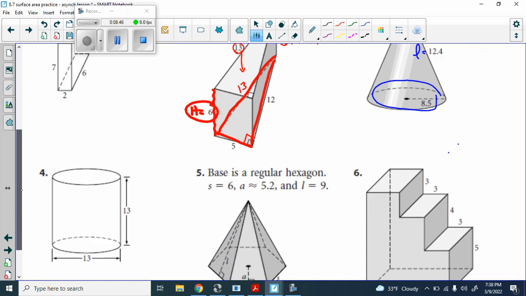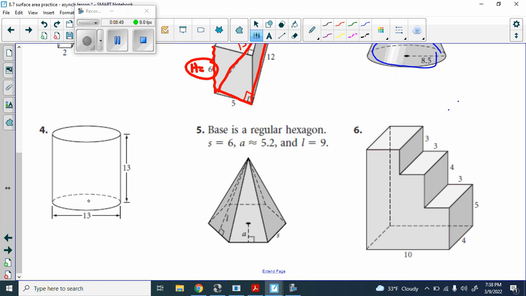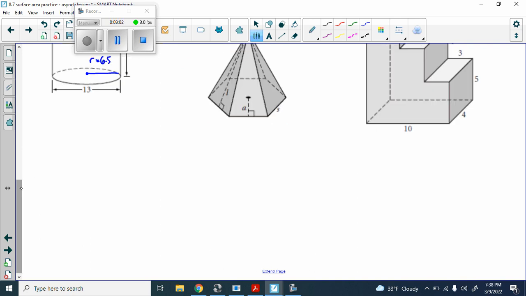I'm going to skip number 4. I think this one is straightforward enough. You've got to follow the formula. This is a cylinder. The only thing you want to be careful about on this one: the radius is the only thing we want here, so we would use 6.5 and not 13. But let's jump to number 5. So this is a pyramid.